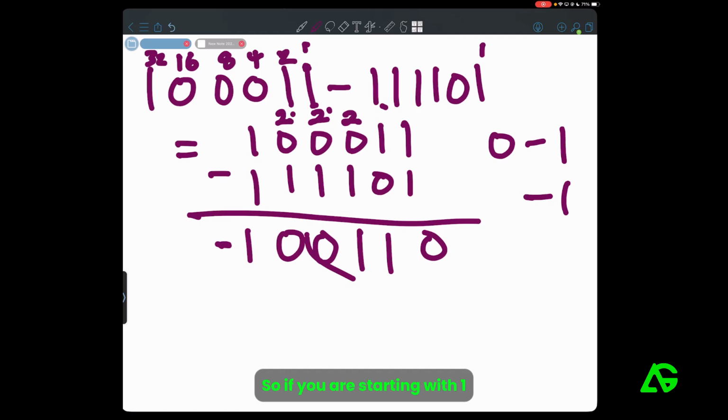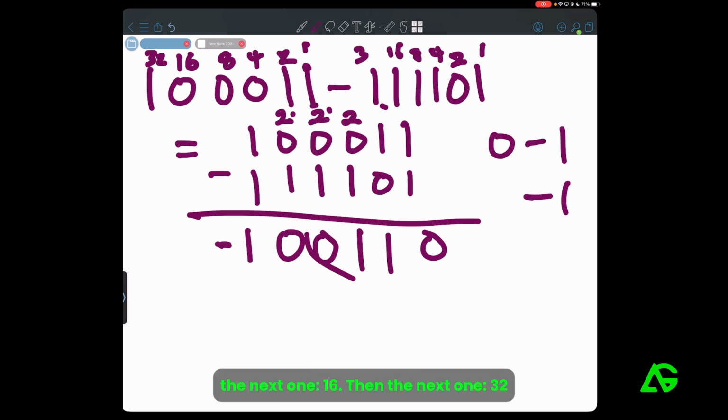If you are starting with 1, the next one should be what? 1 times 2, that is 2. The next one is 2 times 2, that is 4. The next one, 8. The next one, 16.